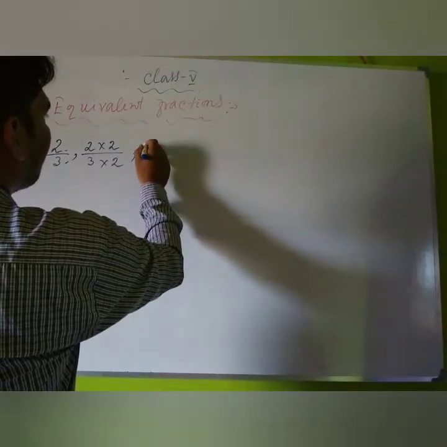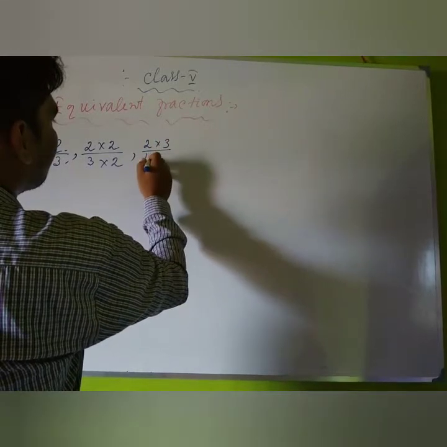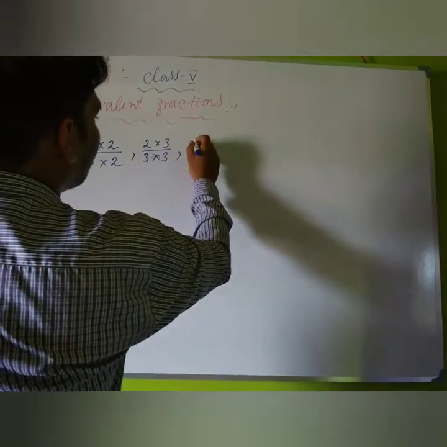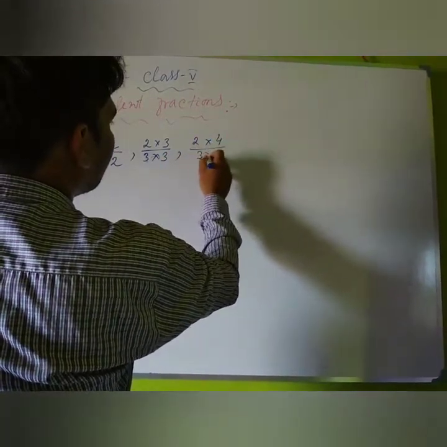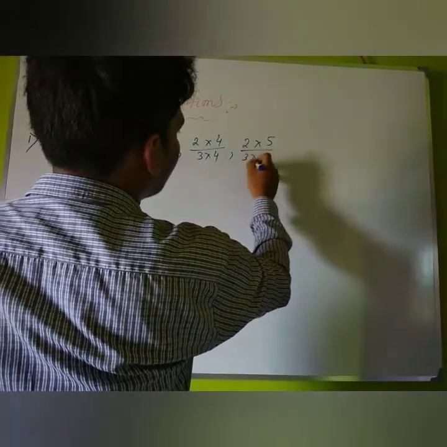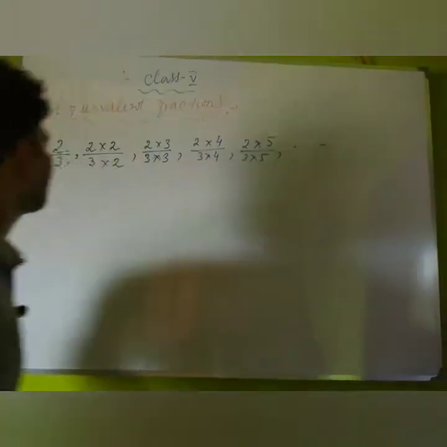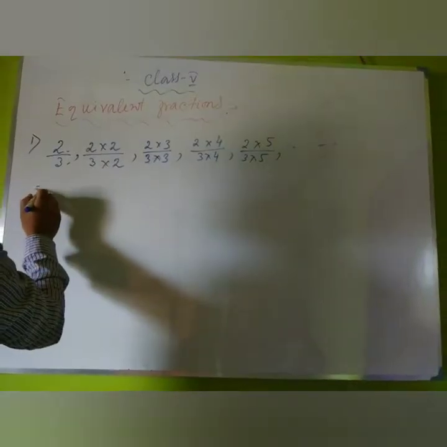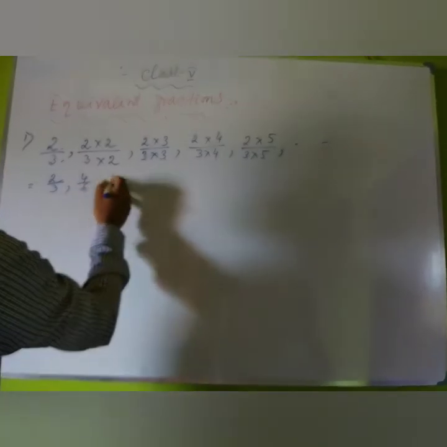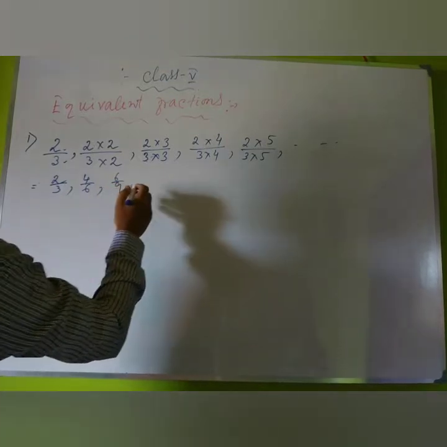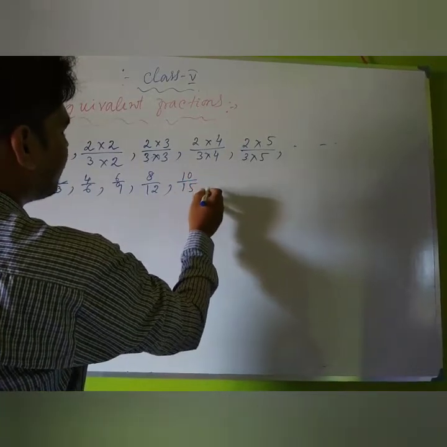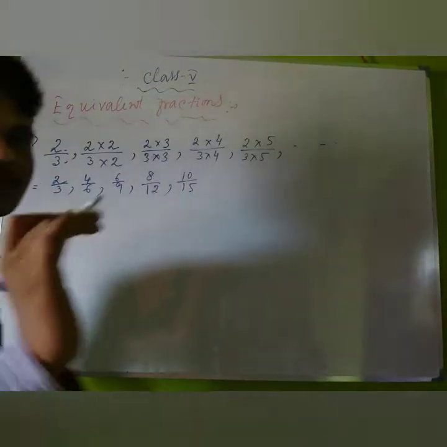Then you multiply 2 into 3 by 3 into 3. Then 2 into 4 by 3 into 4, 2 into 5 by 3 into 5, in this way. Okay, so it will convert to 2 by 3, 4 by 6, 6 by 9, 8 by 12, 10 by 15. All these are equivalent fractions.